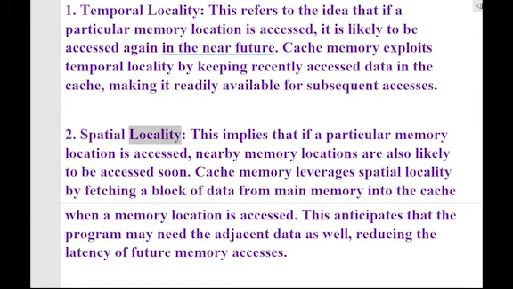2. Spatial locality. This implies that if a particular memory location is accessed, nearby memory locations are also likely to be accessed soon. Cache memory leverages spatial locality by fetching a block of data from main memory into the cache when a memory location is accessed. This anticipates that the program may need the adjacent data as well, reducing the latency of future memory accesses.